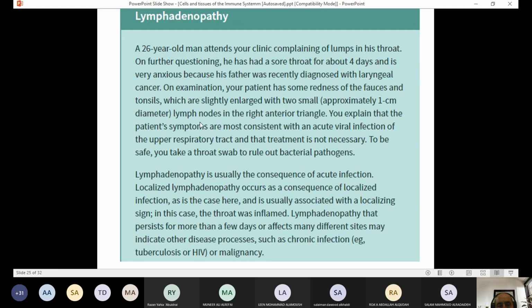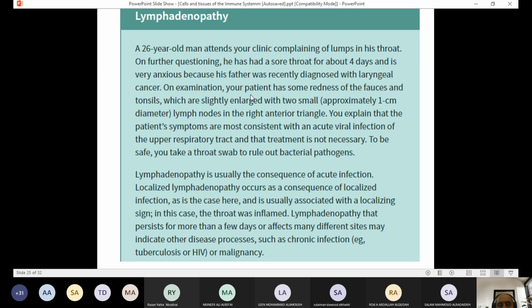This is a case of lymphadenopathy, a 26-year-old man who attends your clinic complaining of lumps in his throat, and enlargement of the tonsils and lymph nodes over there. On further questioning, he has had a sore throat for about 4 days and is very anxious because his father was recently diagnosed with laryngeal cancer. He was very scared because his father developed laryngeal cancer.